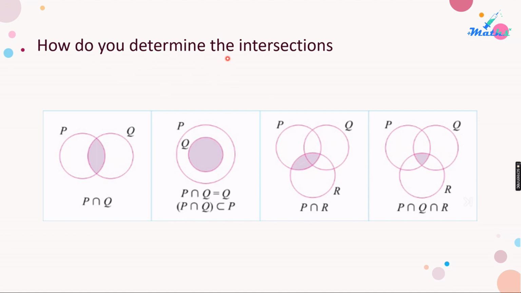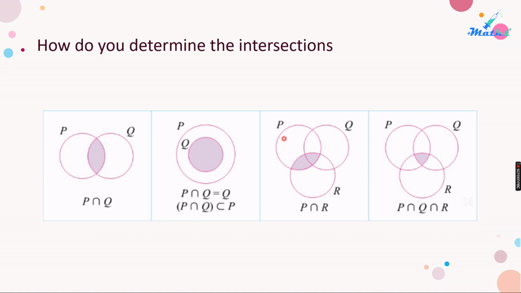How do we determine the intersection of P and Q? The elements common to set P and set Q are in the middle here, so this is the intersection. In this case, P ∩ Q equals Q, because Q is inside P. So we need to find P ∩ Q. P and Q have the same elements here, so we just check here.